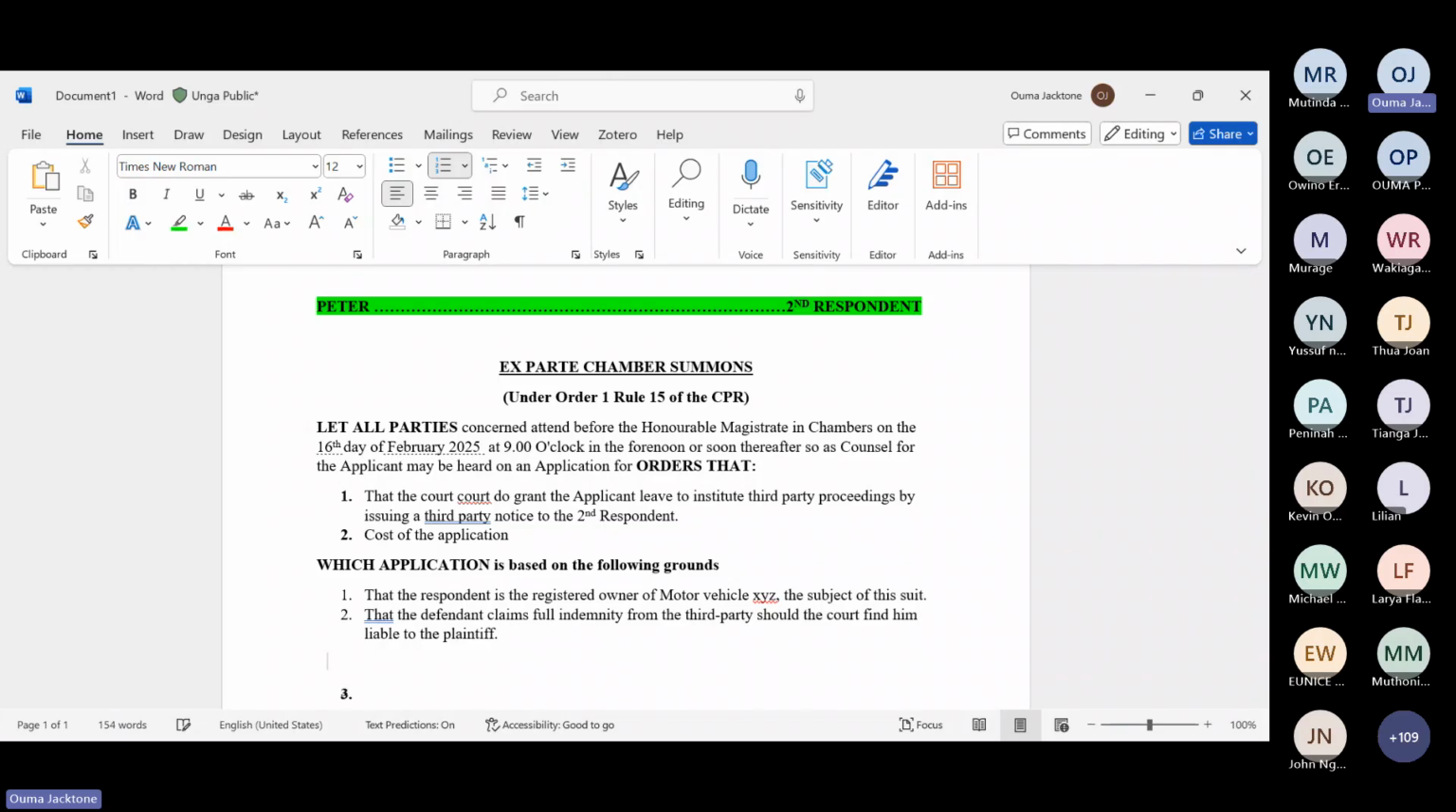And then you'll come back and say which application again is supported by the supporting affidavit.